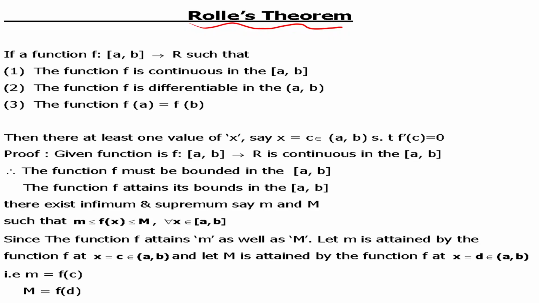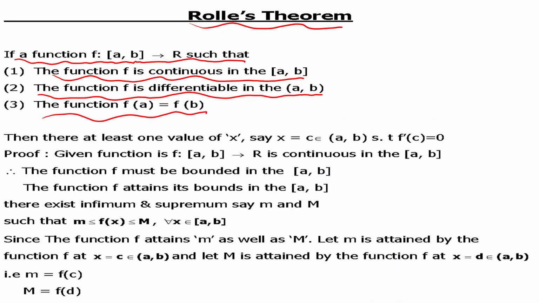The statement is: if a function f from the closed interval [a, b] to R is continuous in the closed interval [a, b], differentiable in the open interval (a, b), and f(a) equals f(b), then there exists at least one value of x, say x equals c, belonging to the open interval (a, b), such that f'(c) equals 0.